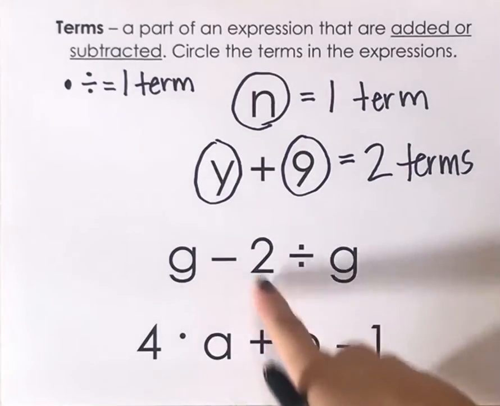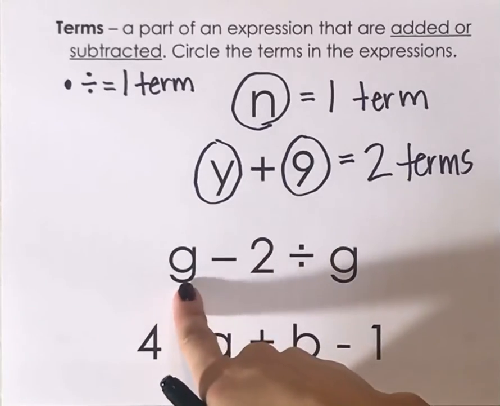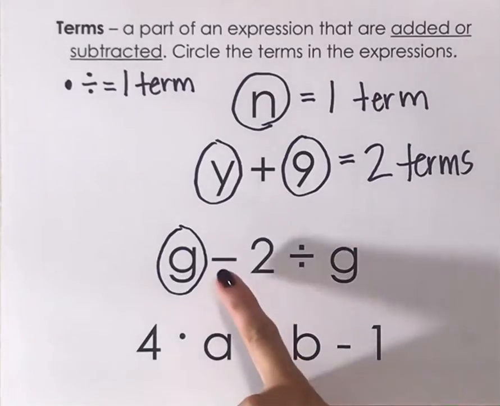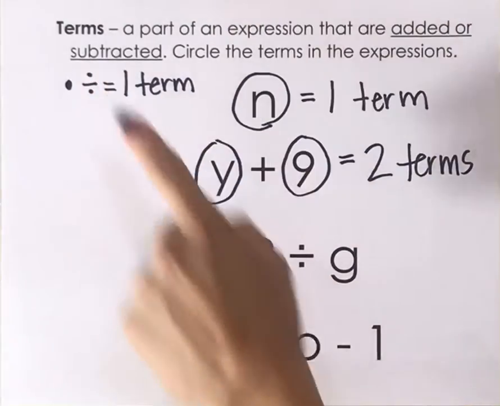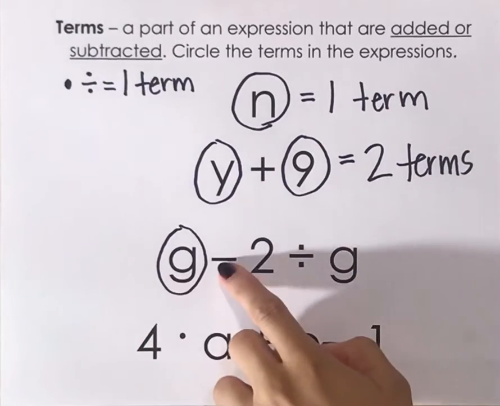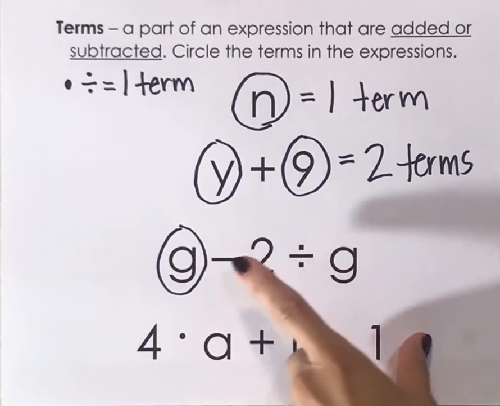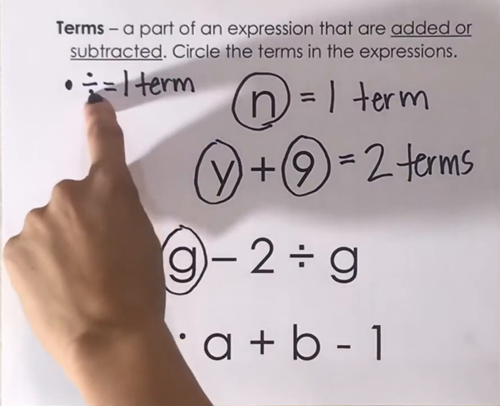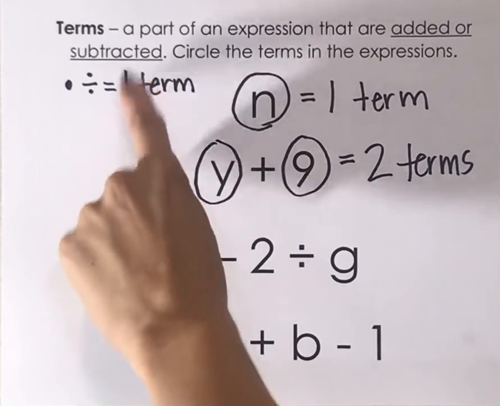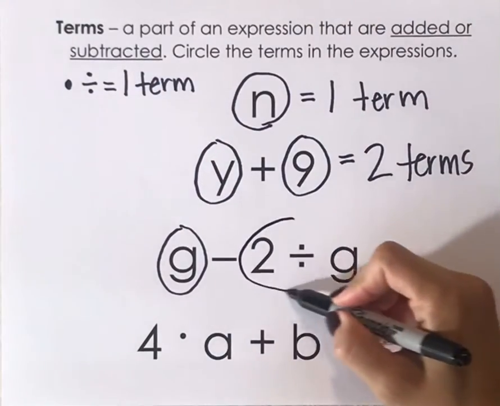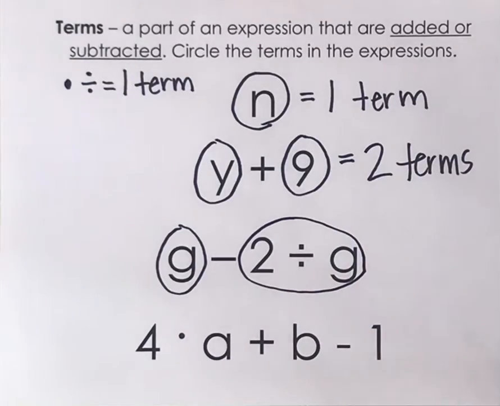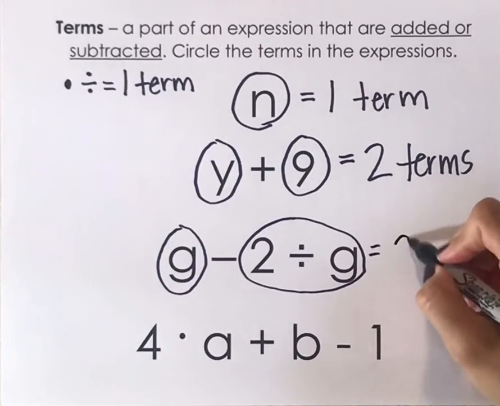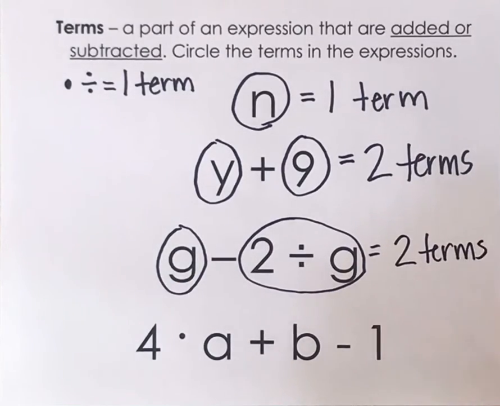So for this problem, let's look. Again, I have a letter. That letter, remember, is a term. So that's one term. I don't circle subtraction, remember, because adding or subtracting separates those terms. So I'm not going to circle that. Then here I have dividing. So I have 2 divided by g. That's division, so that represents one term. So for this problem, I'm going to circle that whole part, and that part becomes one term. So this problem has two terms.